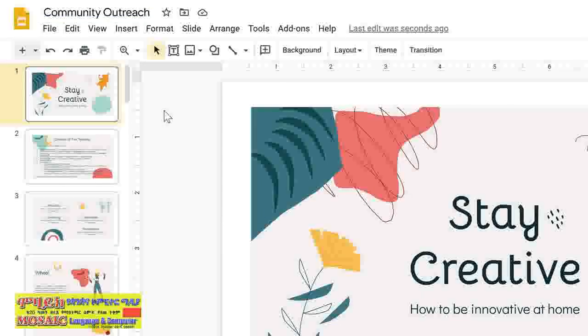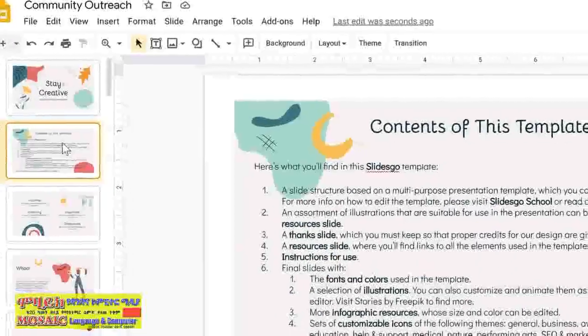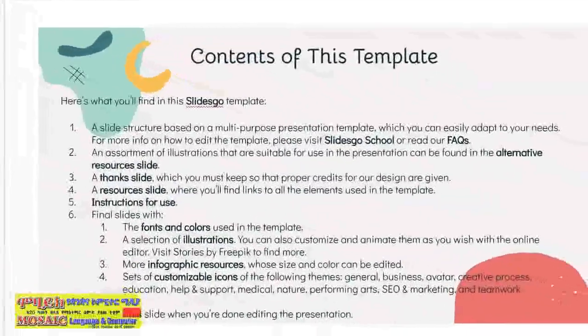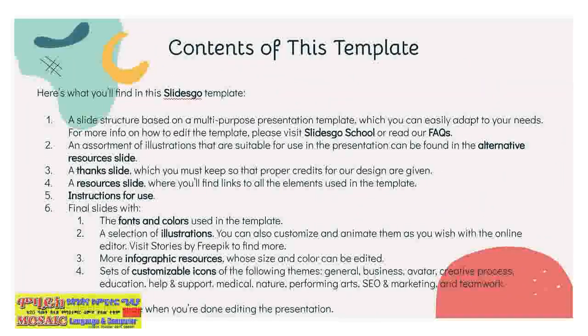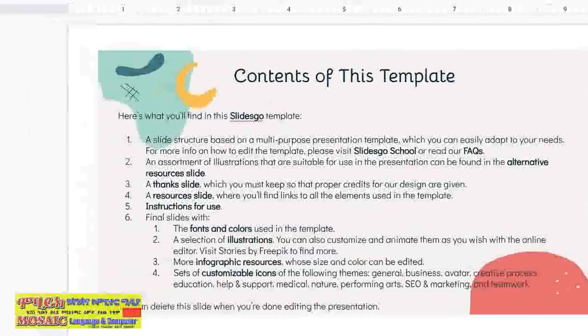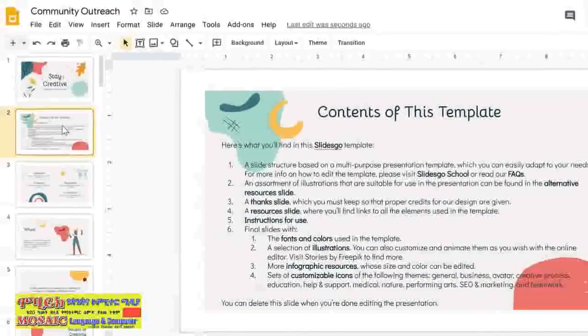Now you can edit the presentation to include the information that you want, similar to how you would edit any other Google Slides presentation. Looking at the second slide, it tells you how to use the features of this template. For example, it mentions the alternative resources and thanks slides, which we will talk about later in this video. After you understand the features and finish editing your presentation, you can delete this slide.